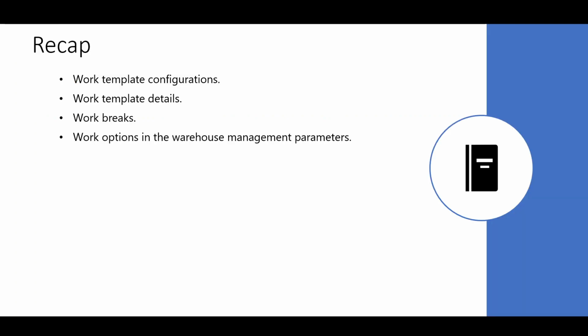Now let's recap what we discussed in this session. First, we reviewed how to define and configure the work templates. Then we reviewed the options that are available in the work template form. And then how to configure and process the work breaks using the maximum values and the work header breaks. And at the end, we reviewed the work options that are available in the warehouse management parameters.